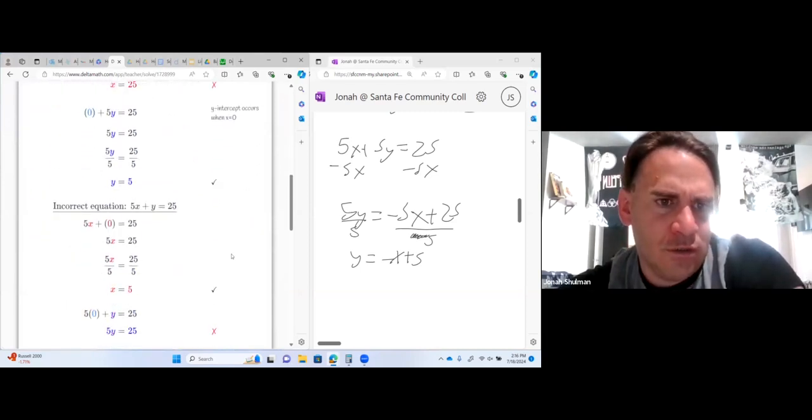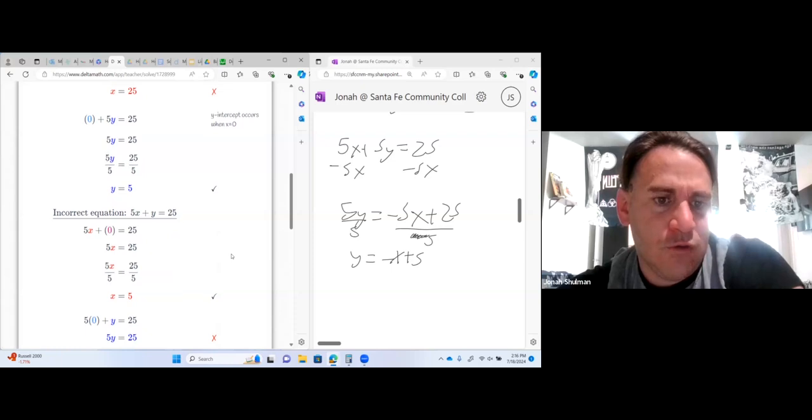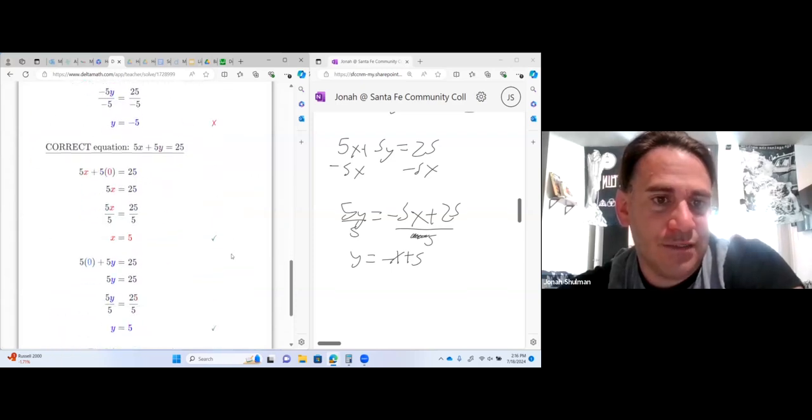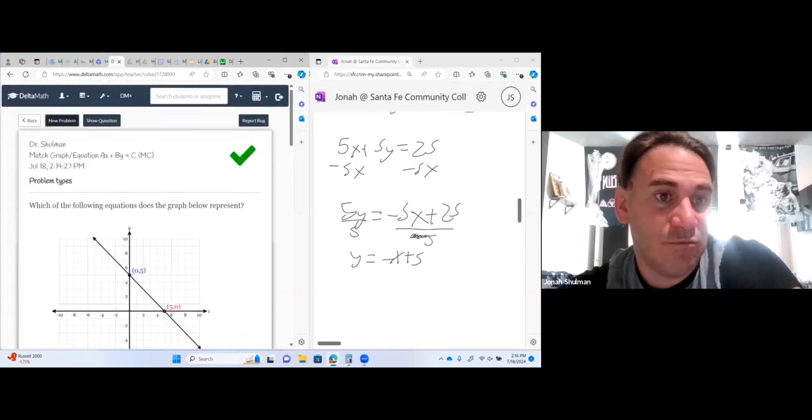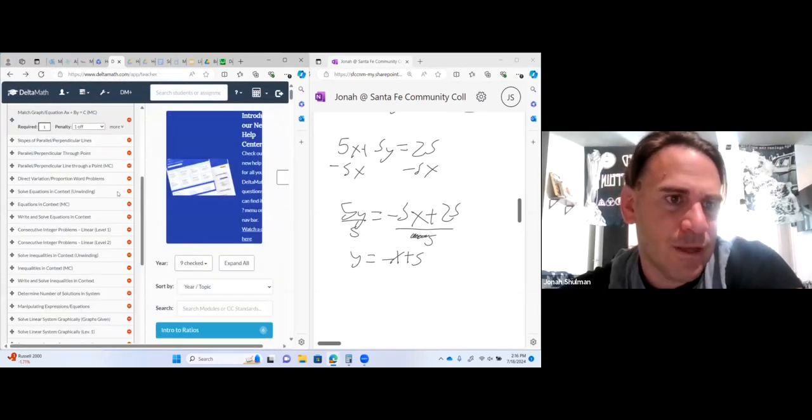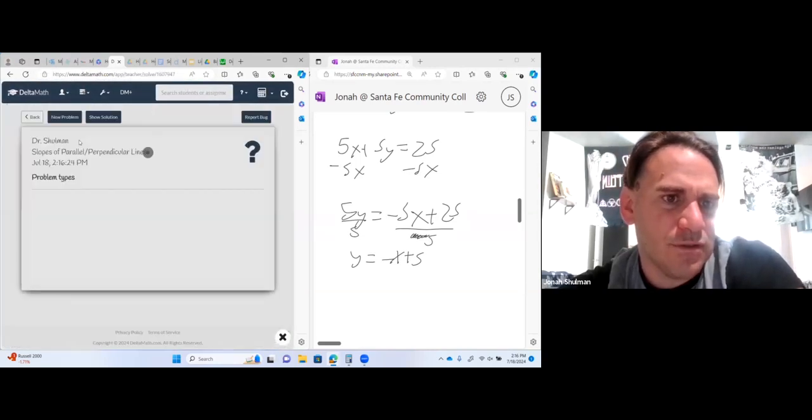Ooh. Oh, and then they work out all the other ones that are incorrect. Wild. That's fun. We didn't have to work them out. We just used our brain, but you can work them all out if you want. All right, now parallel and perpendicular lines.